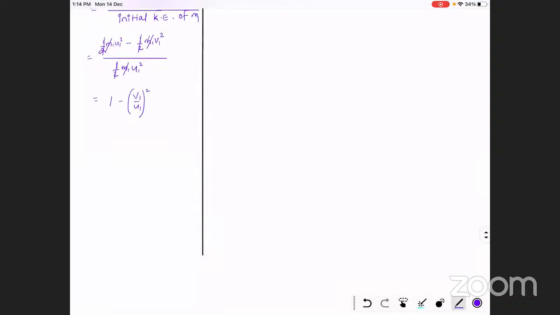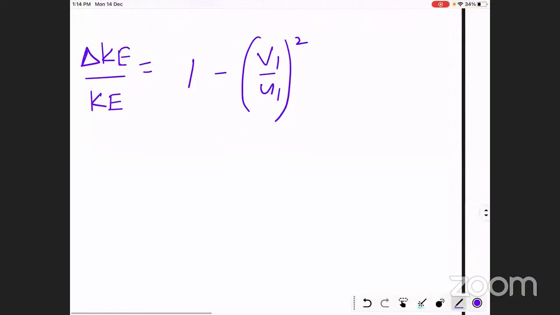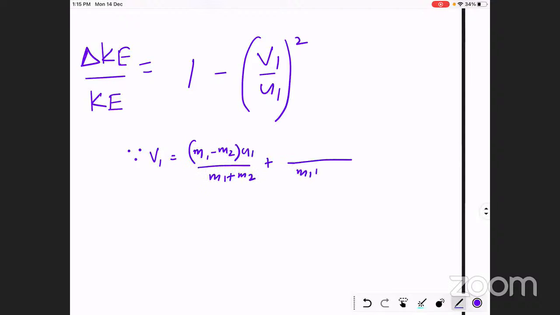Okay, yes, sir. Now what is this? The change in kinetic energy of m1 divided by initial kinetic energy of m1. So this is known as fraction of kinetic energy lost. Now all of us know v1 is equal to m1 minus m2 upon m1 plus m2 times u1, plus 2 m2 upon m1 plus m2 times u2. We know the value of v1.